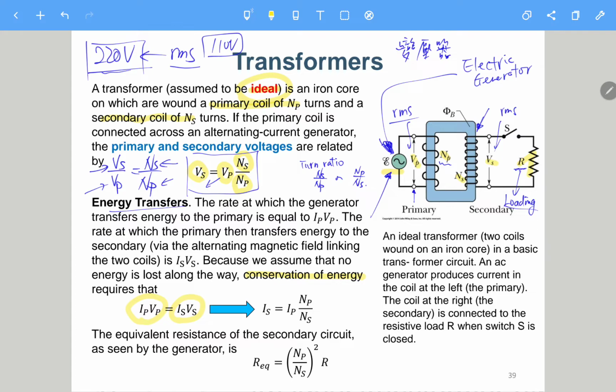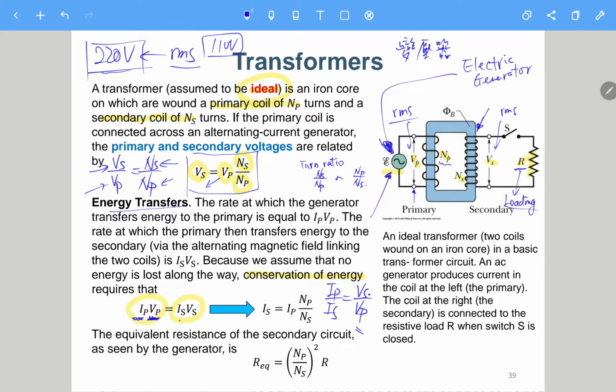In that case, you can just move terms, which means that we have Ip over Is equal to Vs over Vp. Or in other words, I and V are inversely proportional, because we have a fixed total amount of energy. So if we have a larger V, we have a smaller I, or vice versa. So Ip over Is is Vs over Vp. They are inversely proportional.